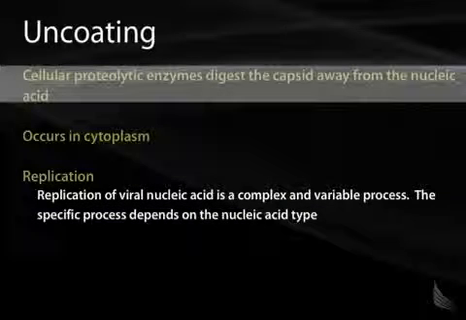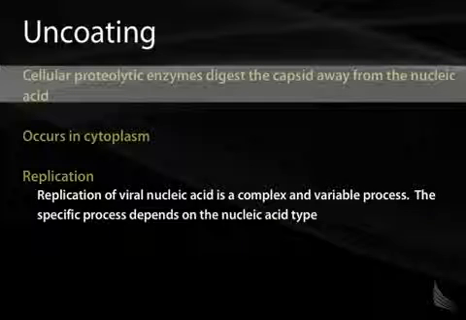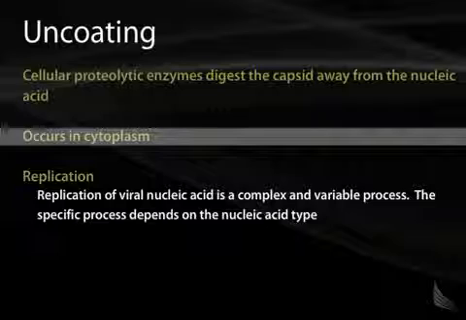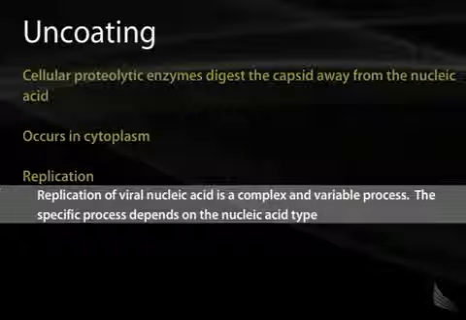Uncoating is where the cellular proteolytic enzymes digest the capsid away from the nucleic acid. Remember, the nucleic acid is wrapped in the protective protein core, and so we have to have the proteins eaten away. This occurs in the cytoplasm. Replication of viral nucleic acid is a complex and variable process, and it depends on the nucleic acid type of this particular virus. We'll go through a couple of these.